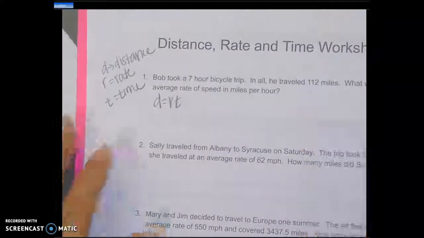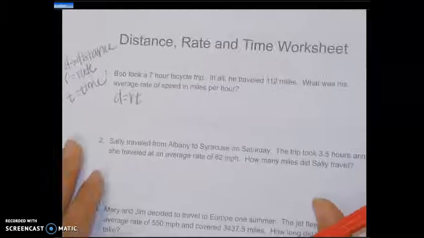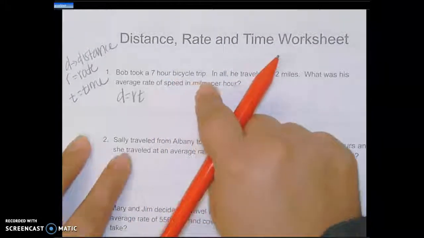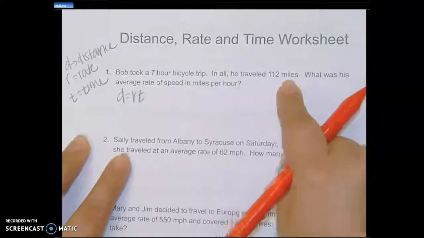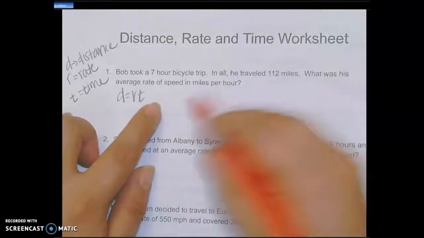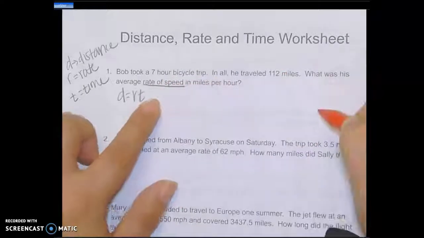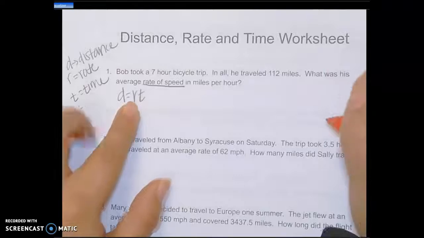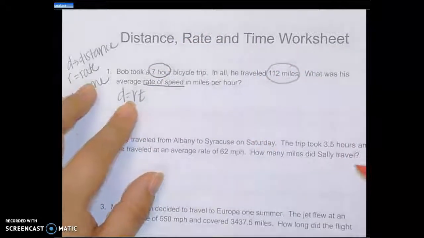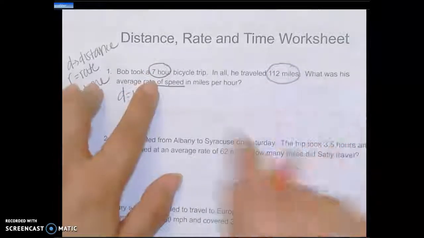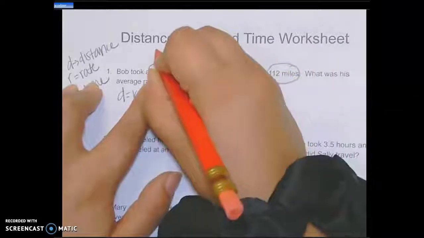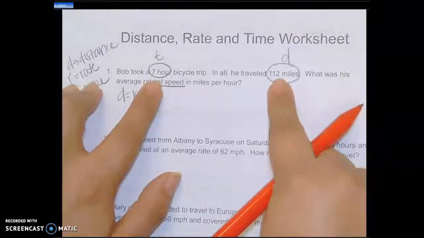So if we look at number 1, it says, Bob took a 7-hour bicycle trip. In all, he traveled 112 miles. What was his average rate of speed in miles per hour? So when I look at the question, I know that I'm looking for rate of speed. So I know I'm going to be looking for rate. Now I need to take this 7 hours and this 112 miles and figure out what they are. I know 7 hours is time. And I know that 112 miles is distance.